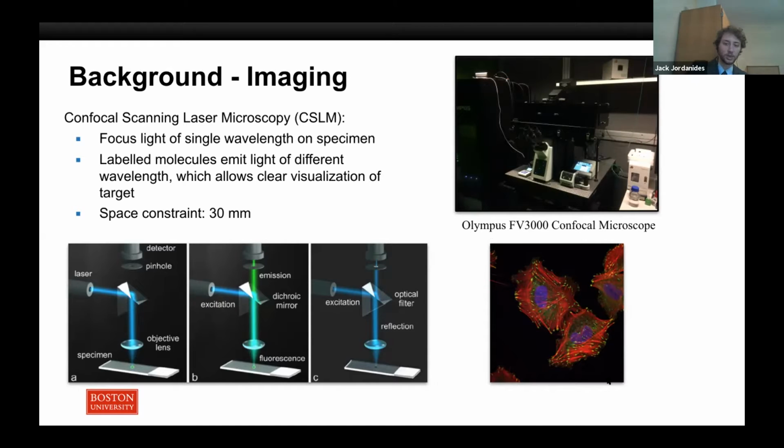You can see that really nice fluorescent on black image in the bottom right corner. And so that can be used by our PI for various biomechanics studies with our device in the confocal microscope. The particular microscope that we are going to be using is the Olympus FV3000, which you can see at the top right. If you open up that hood, there's actually a space constraint of 30 millimeters in height. That was a significant consideration that we had to take into account. Next slide, please.